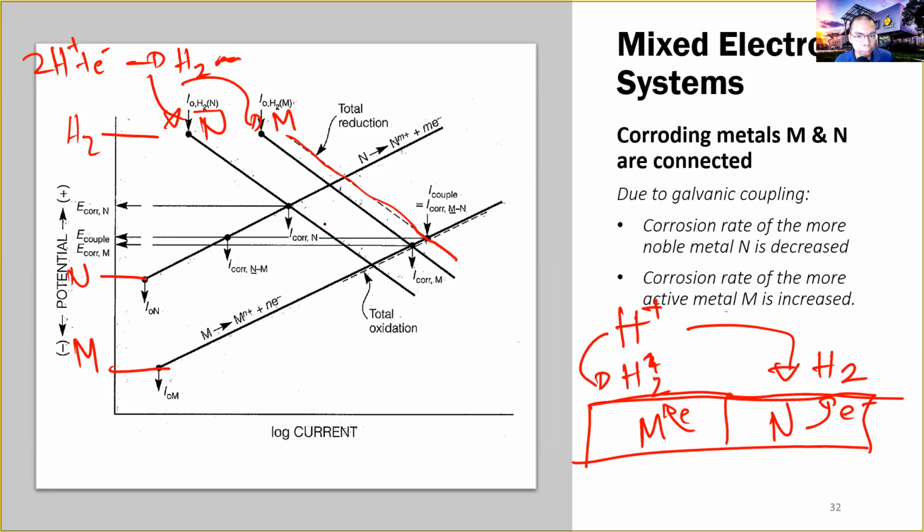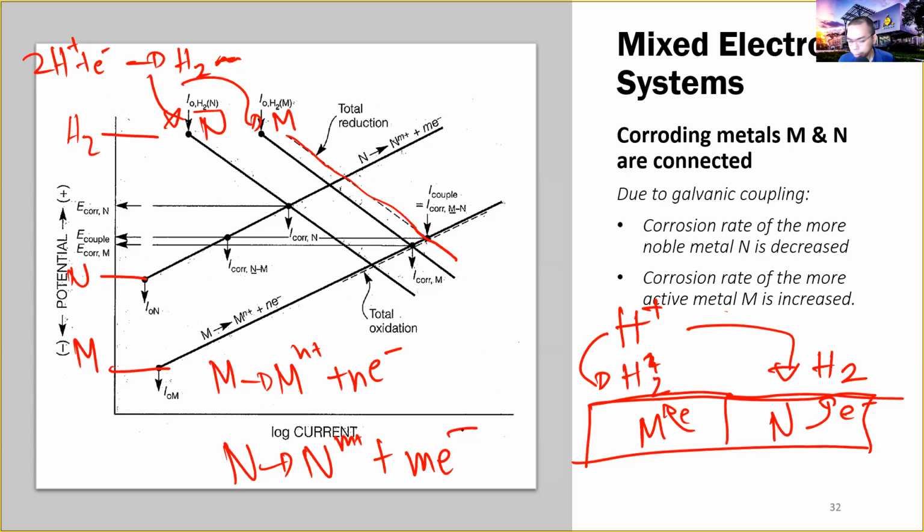Now, from the mixed potential theory, again, dapat total reduction and total oxidation. Now, let's look at the oxidation reactions. Metal M and metal N will both oxidize to this following. So, for M, we can signify as M to form Mn plus Ne minus. While for N, it's N to form Nm plus Me minus. So basically, nag-form tayo ng ions in the surfaces.